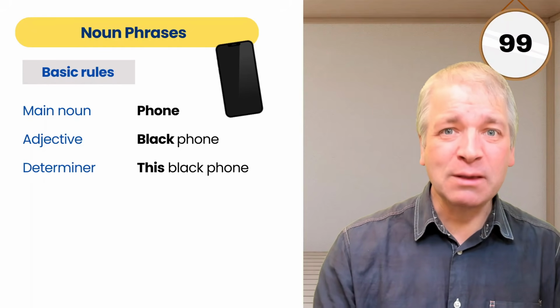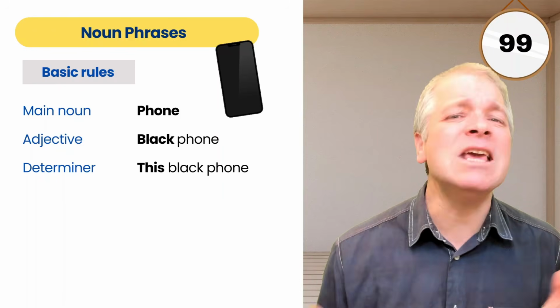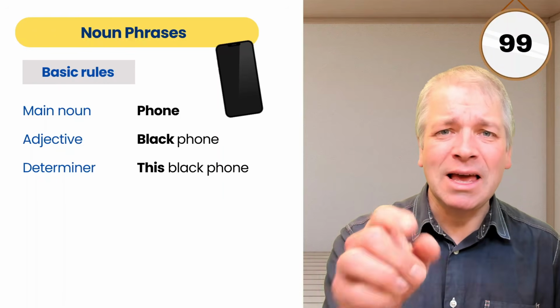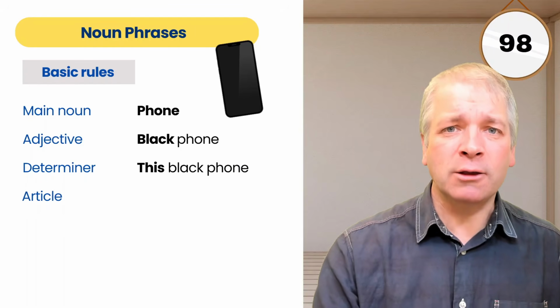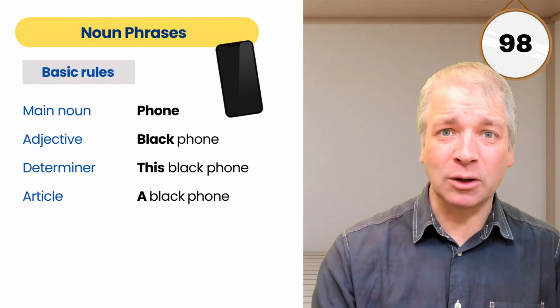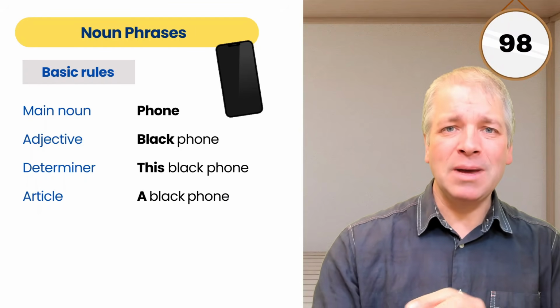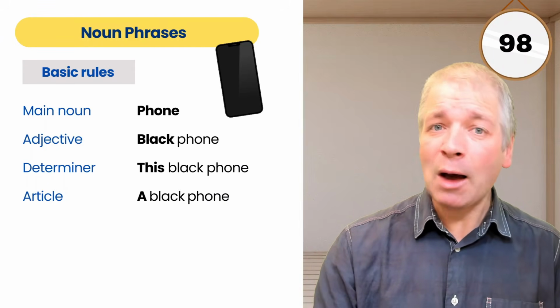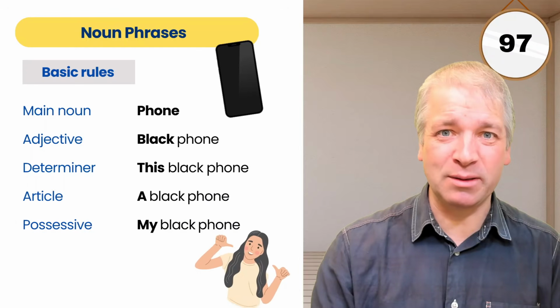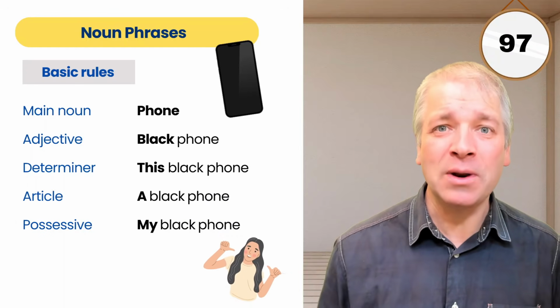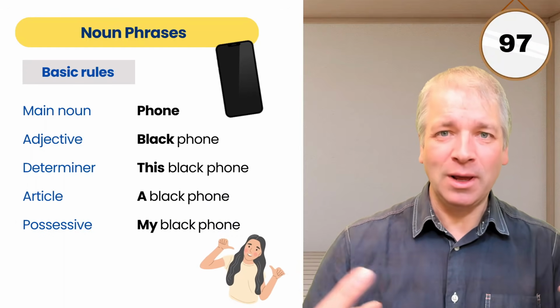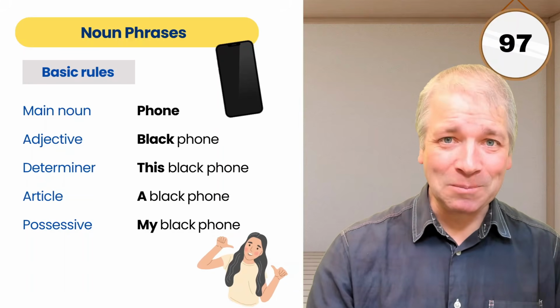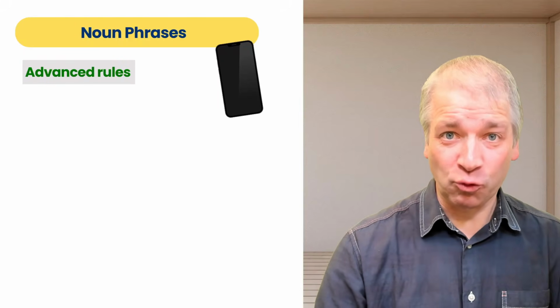And we can also add determiners. For example, this black phone. It's not any phone, but the one we can see here. It's this one. A special type of determiner is an article. A black phone means one of many black phones. It's not specific at all. And we can also use possessive words. It's not just any black phone, it's my black phone. It belongs to me.